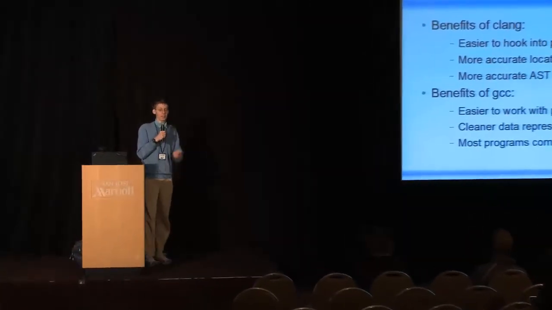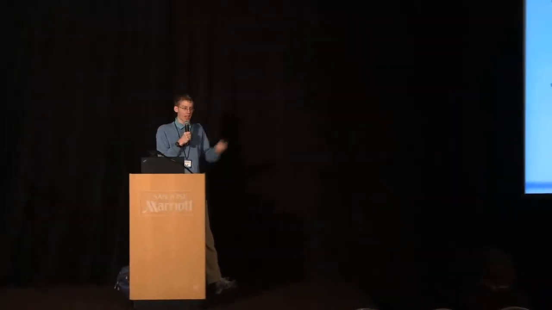With Clang, however, we can instrument the code and we can actually say, in between these three characters is the identifier that refers to the definition of this function. So I know exactly where to produce the link to this function name, and I also know exactly which function I'm looking at.